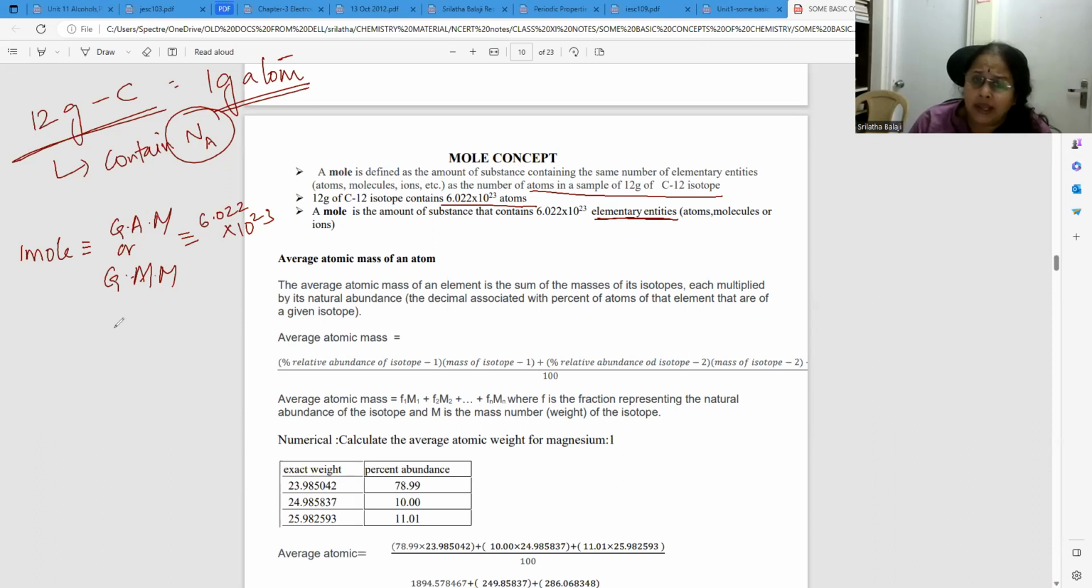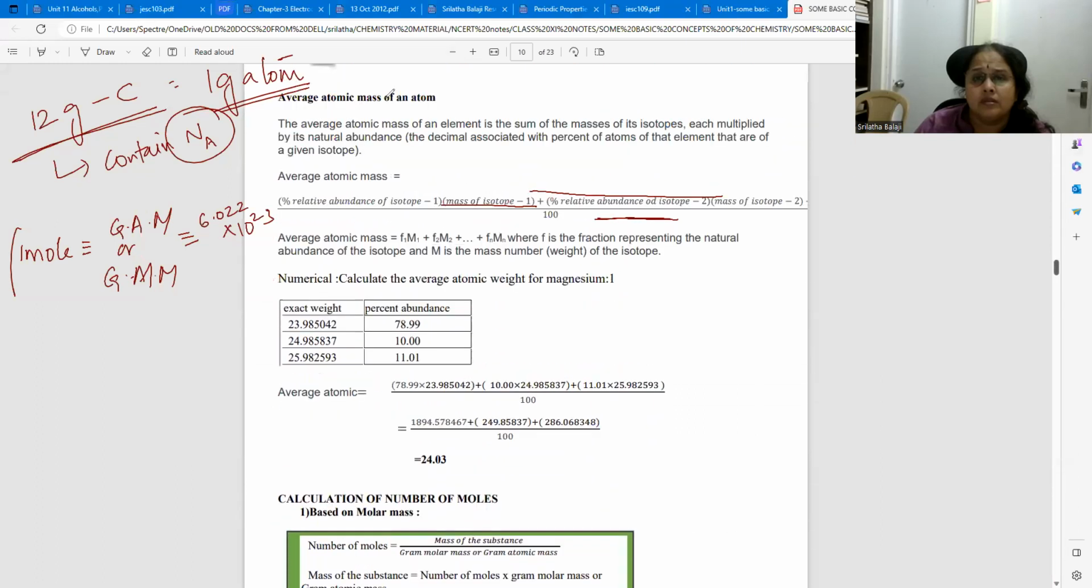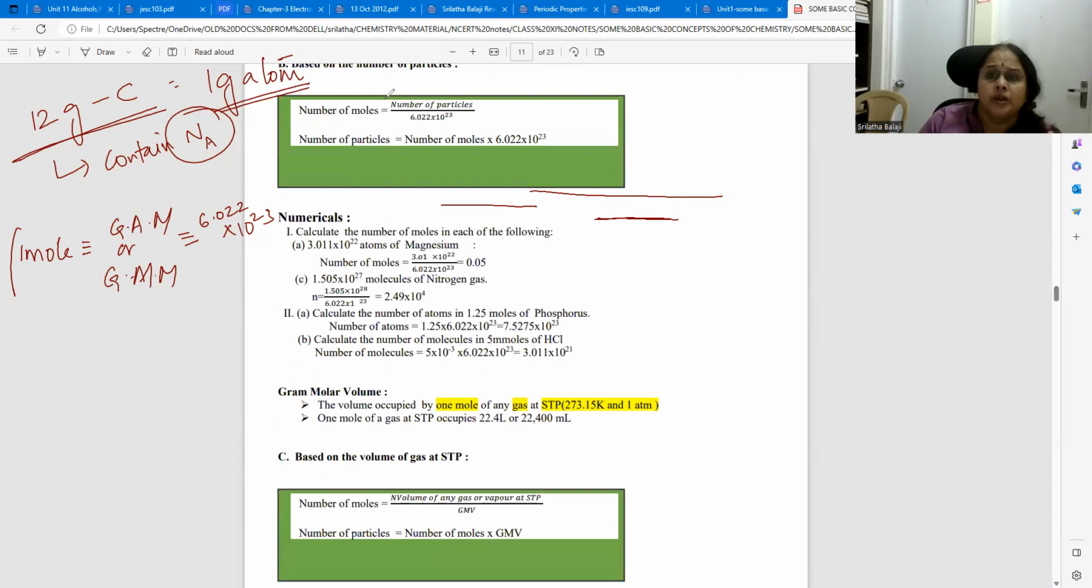And one more thing, when 1 mole contains these many, we can find the number of moles based on the amount of substance given. At the same time, I'll introduce you to one more term. We have something called a gram molar volume. Probably I would have referred to this gram molar volume a little later. Just a minute. Can you see the screen?